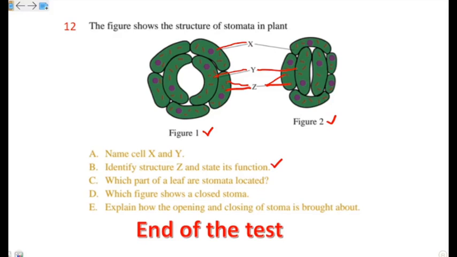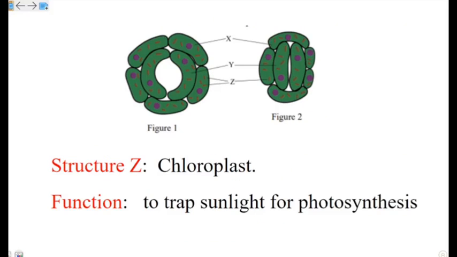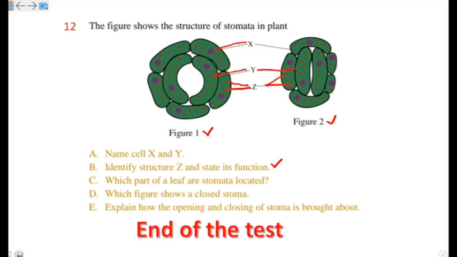Photosynthesis. All right. So we have said the structure labeled Z, these are the chloroplasts, and the function is to trap sunlight that is used in the process of photosynthesis. These are the answers to this question. We now move on to question C. So I do hope that we are moving together. You are following.